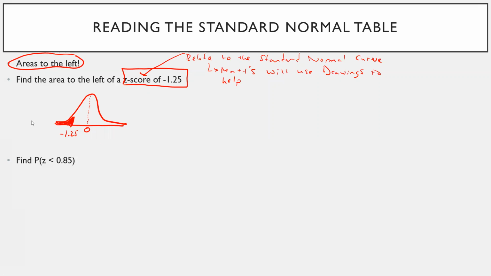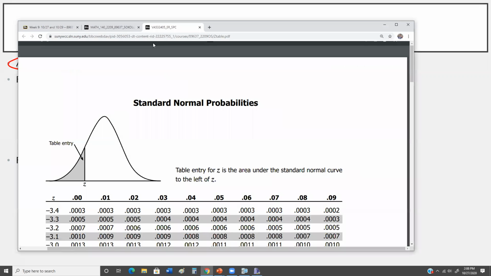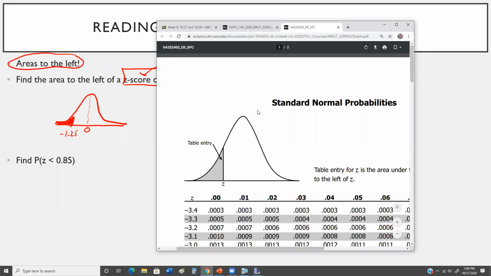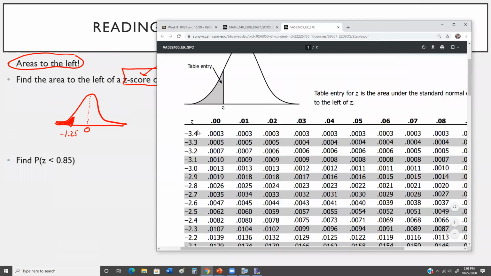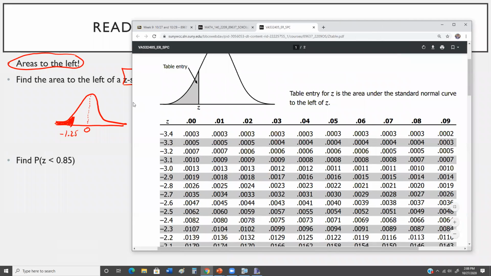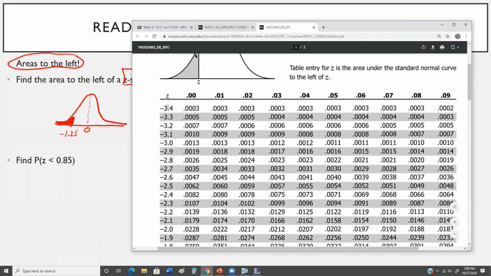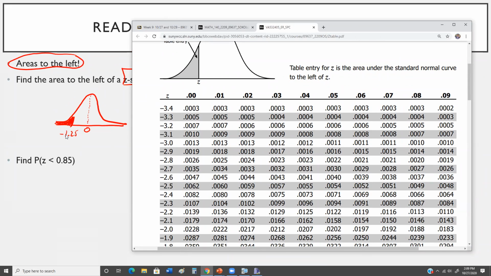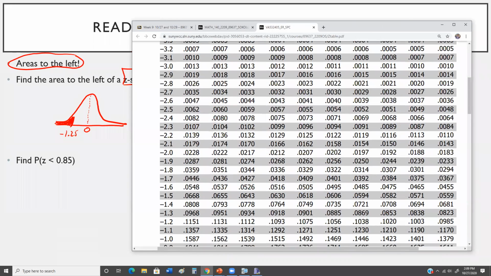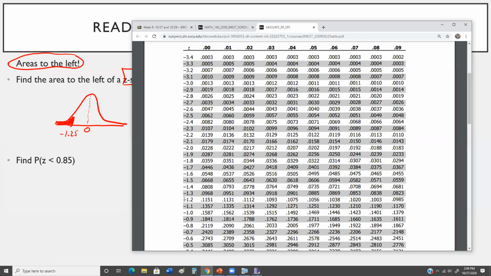Now let me ask you a question. Does what I've drawn kind of look exactly like this curve right here? Yeah, it does. How you read this table is very simple. There's a column value and a row value. You'll notice that the first column value is only 2 digits. So you look at the first 2 digits over here, which is -1.2. So I'm going to go down and find -1.2.